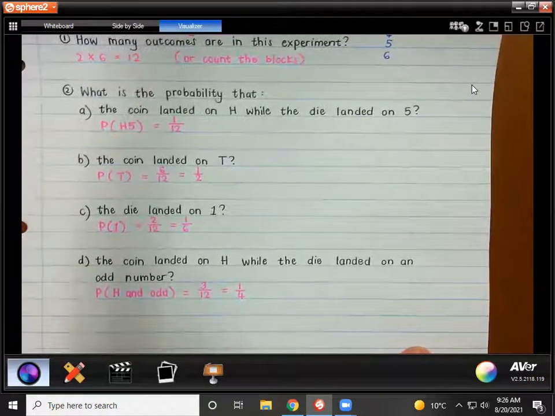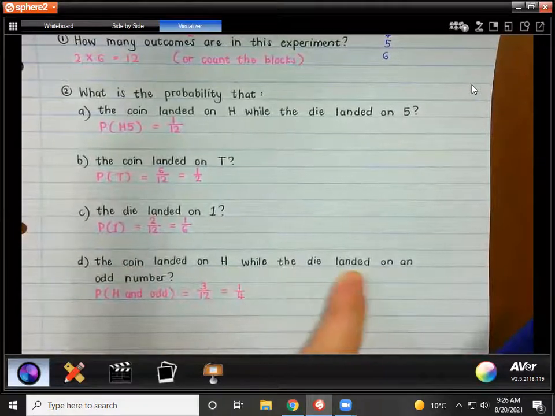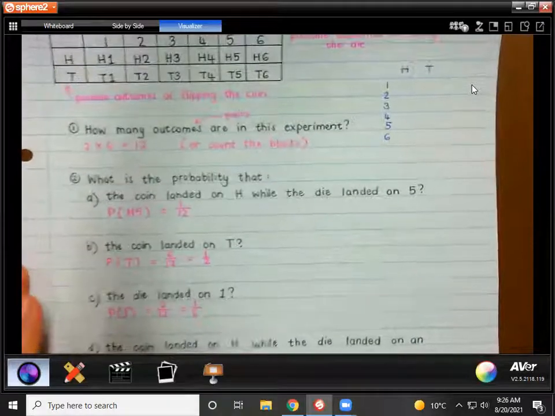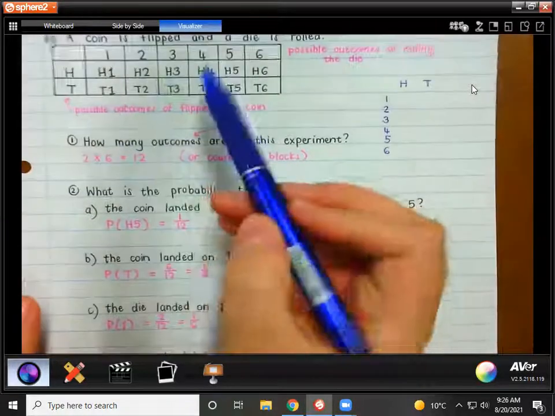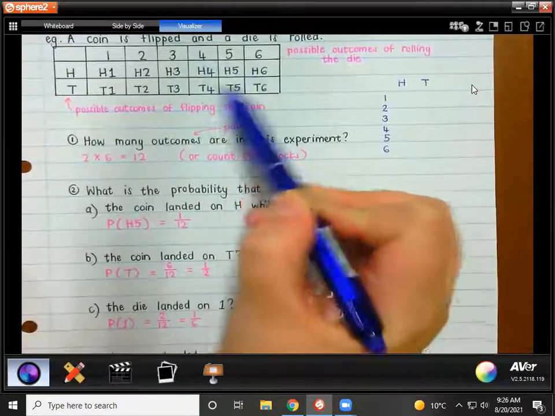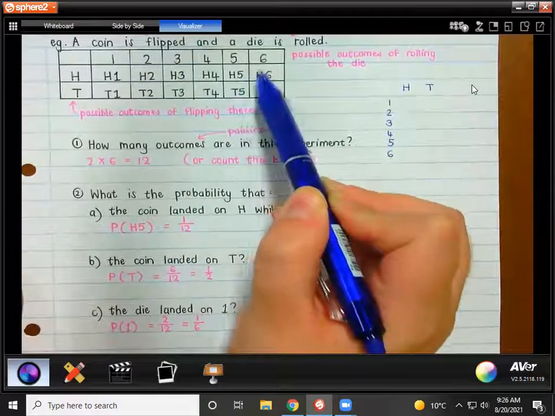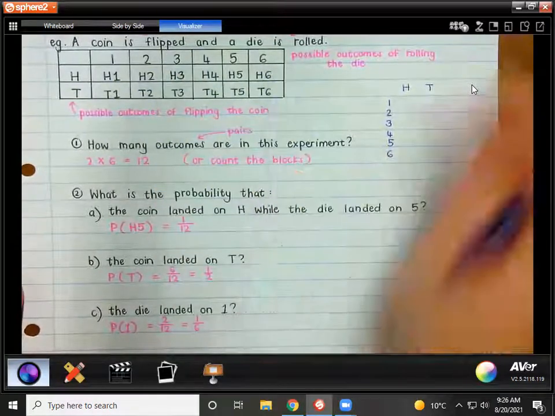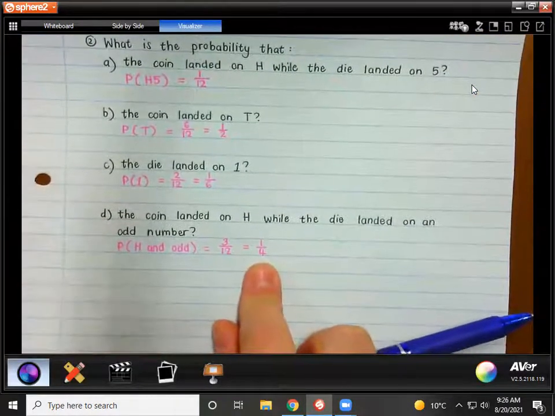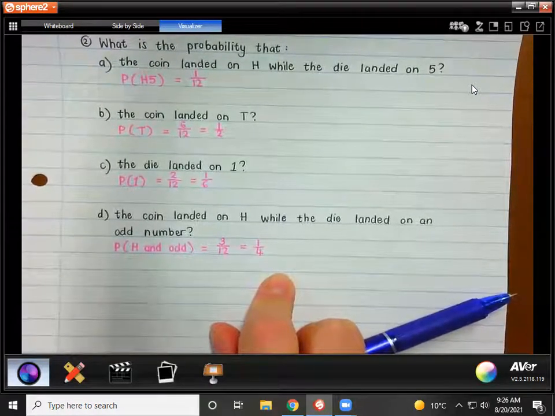Okay. What is the probability that the coin landed on heads while the die landed on an odd number? So now we're looking for heads and an odd number. So that's heads and 1, heads and 3, and heads and 5. How many are those? 1, 2, 3. Out of 12. So 3 over 12, which is 1 over 4. Okay, does that make sense, guys?